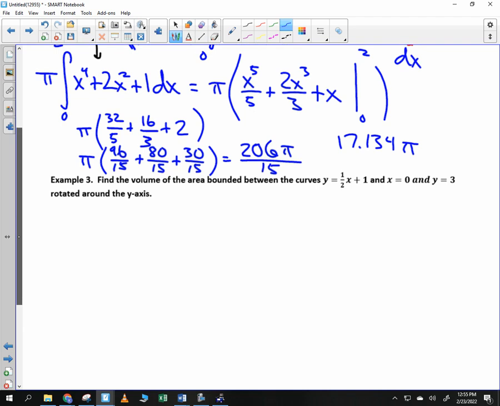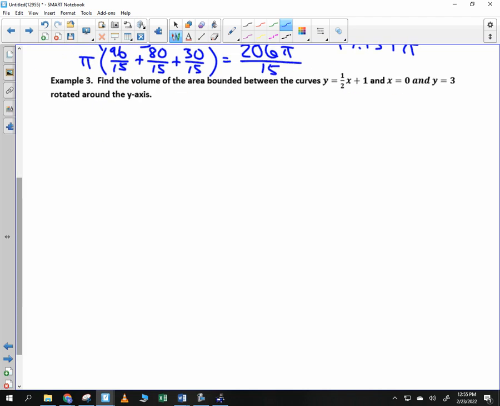Okay. All right, last one for the day. Find the volume of the area bounded between the curves y equals 1/2 x plus 1, x equals 0, and y equals 3 rotated around the y-axis. What makes this one different? Y-axis.